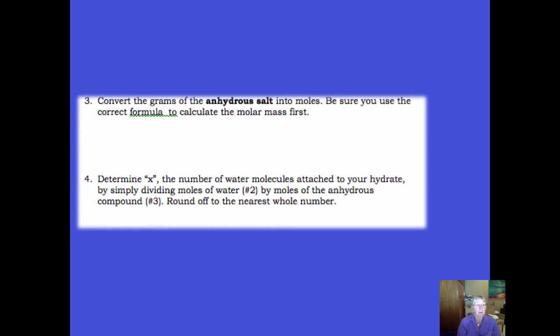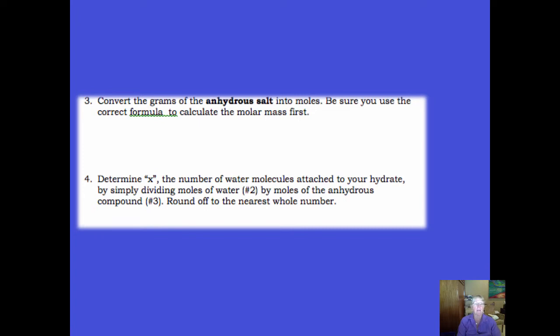Okay, on step 3, you're going to have to convert the grams of your anhydrous salt into moles. You're doing the same exact thing. You will have a mass on your data table of the anhydrous salt. You also calculated on the data table, on the very last line, the molar mass of your anhydrous salt. So simply divide your grams by the molar mass, which you calculated from the periodic table, and you will have your moles.